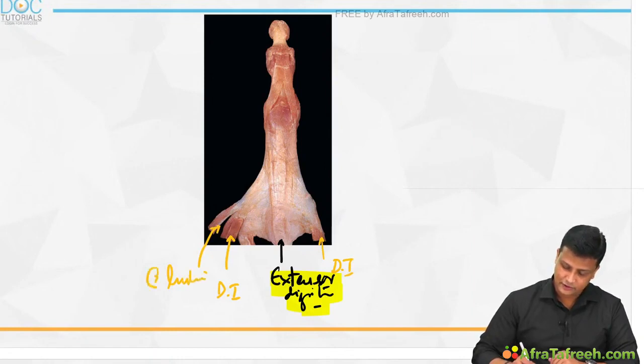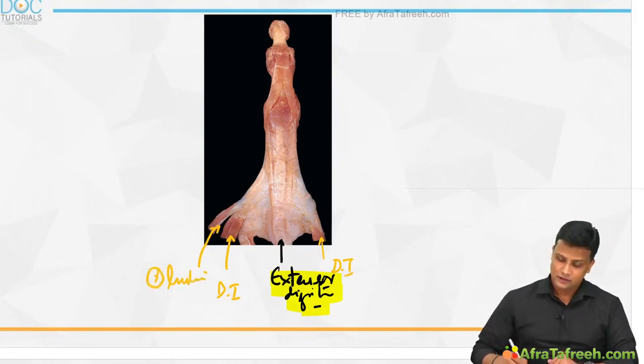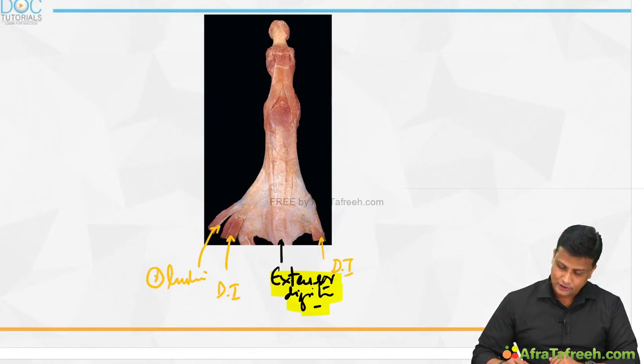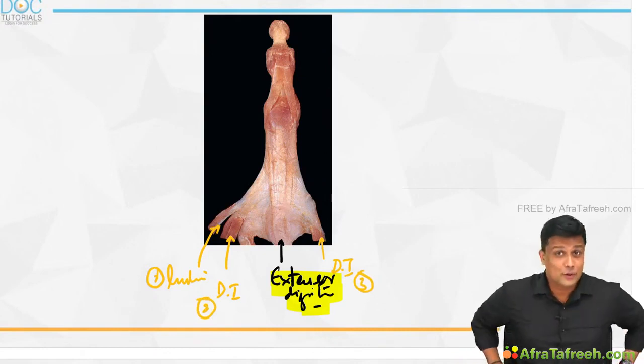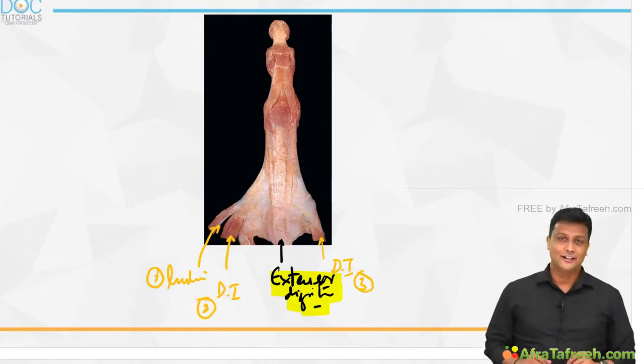And which lumbrical is that one, guys? That is your second lumbrical. So that is your second lumbrical over there, the second dorsal interossei and third dorsal interossei. And that was the question asked in the exam. Just try to understand the standard there, guys.